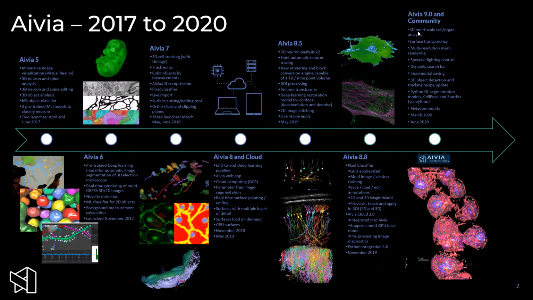Earlier this year, we also launched Aivia Community, which is a freeware that allows for the visualization of data sets and also the exploration of datasets that have been previously analyzed using Aivia. In addition, it also allows for the collaborative annotation of datasets so that you can train machine learning pixel classifier as a team.